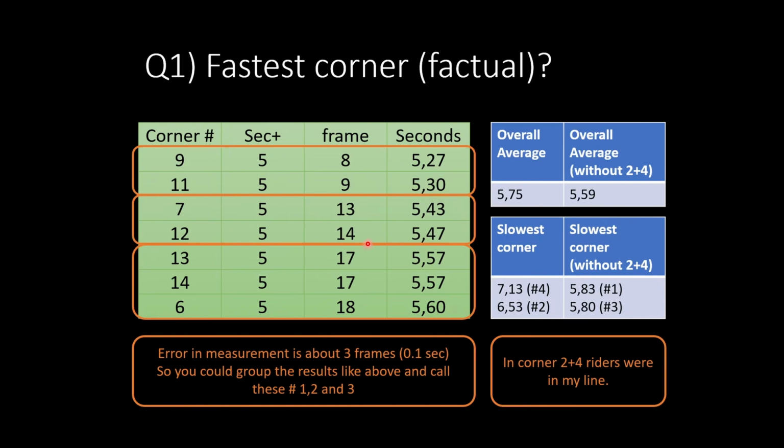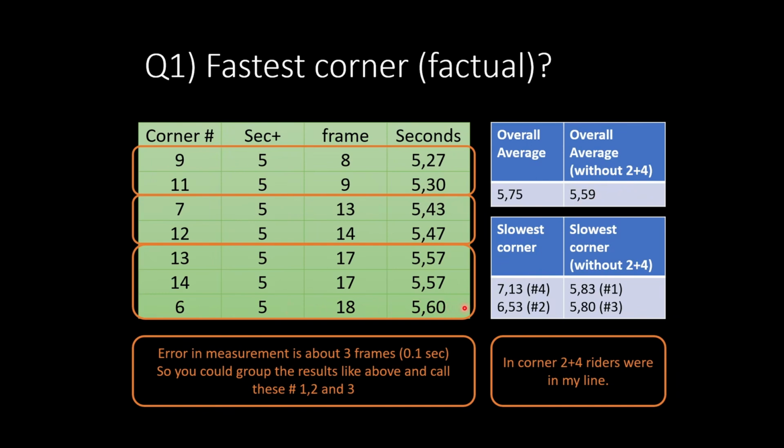Since I calculated all these numbers, I thought, well, let's calculate the overall average that I do in this corner. That was 5.75. If I remove the corner 2 and 4 where people were in front of me, I drop a little bit in average speed, so let's say 5.6. And you see that is already the number 3 of this corner. So as AJ liked this corner a lot, well, I should do all corners like this.